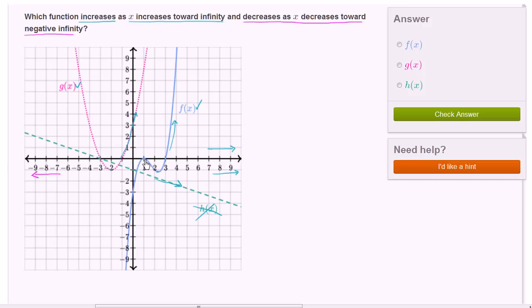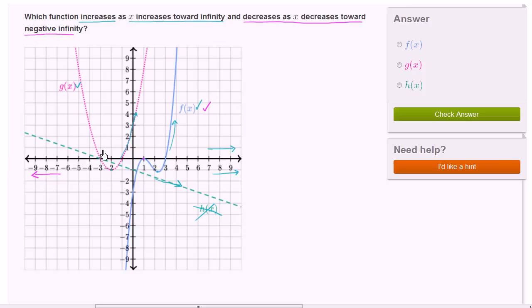f of x kind of goes up and down here, but this was a local maximum point, and this was a local minimum point over here, not a global one. As we move to the left of this local maximum point, as we get smaller and smaller x's, we see that the function is decreasing. So it does seem to meet the second constraint. It decreases as x decreases toward negative infinity.